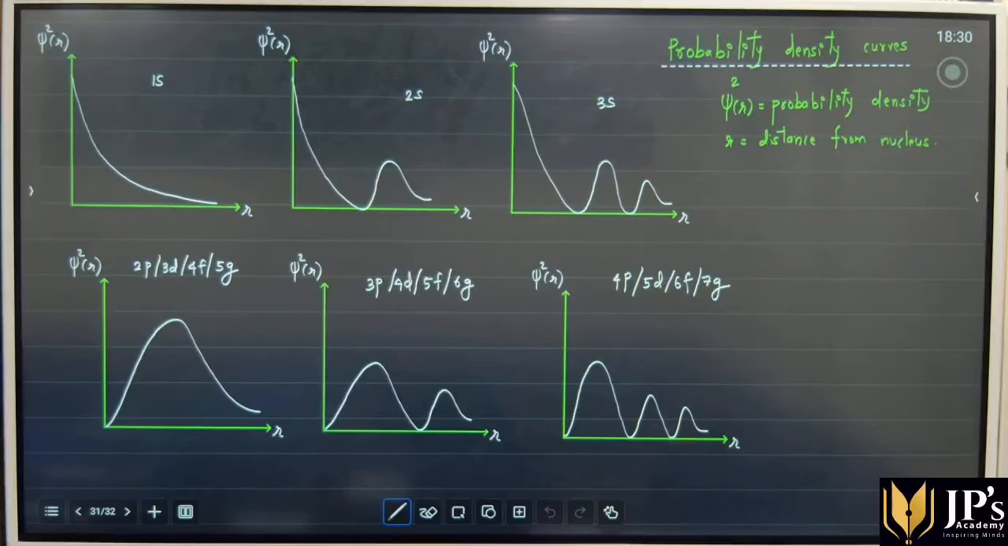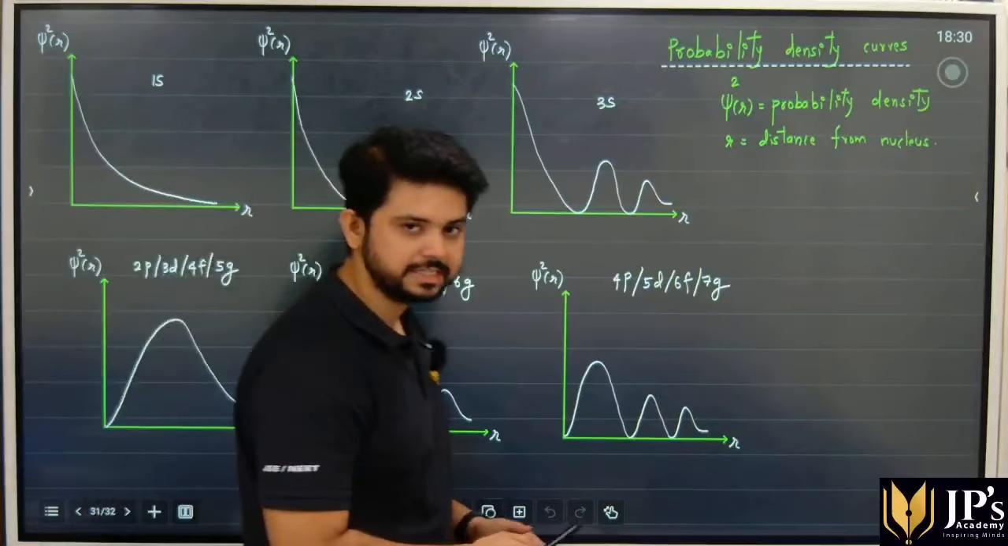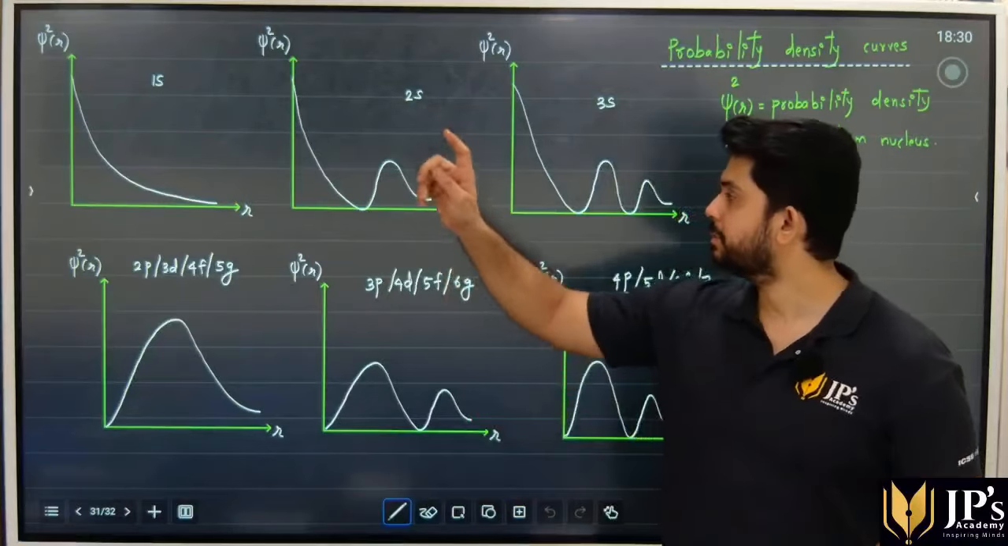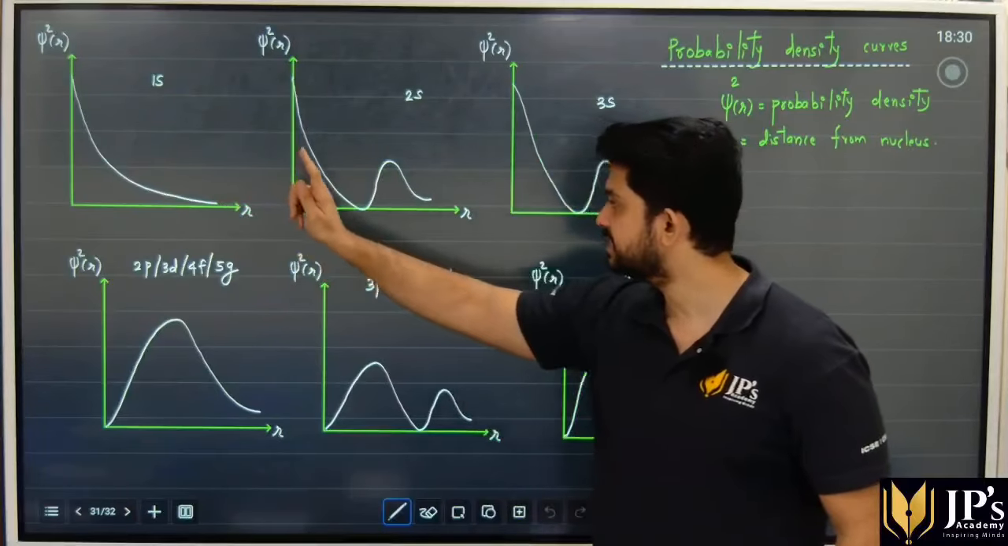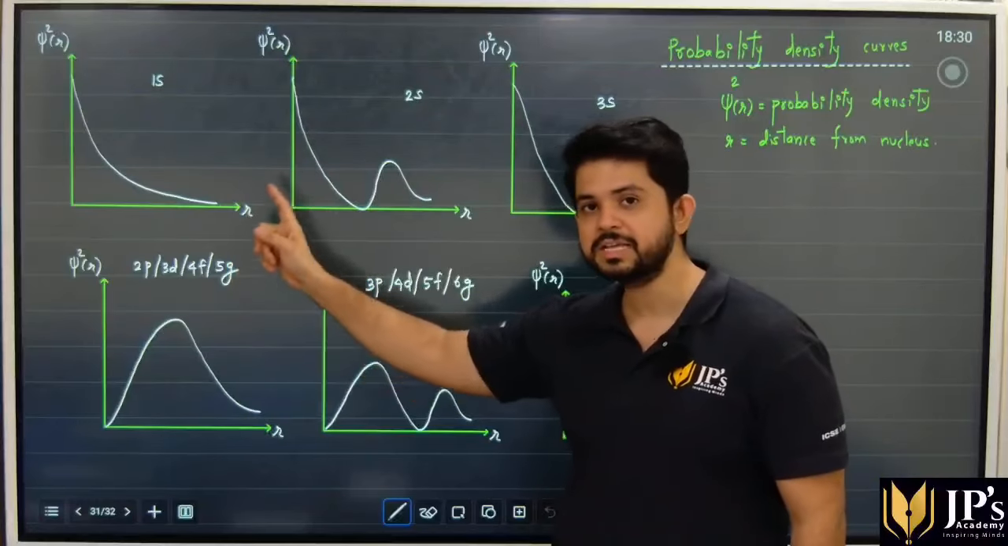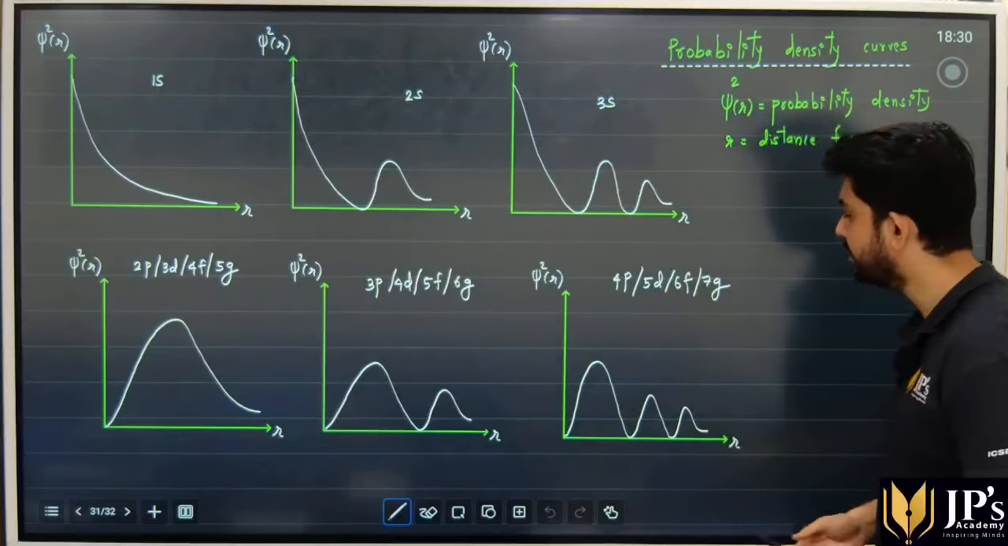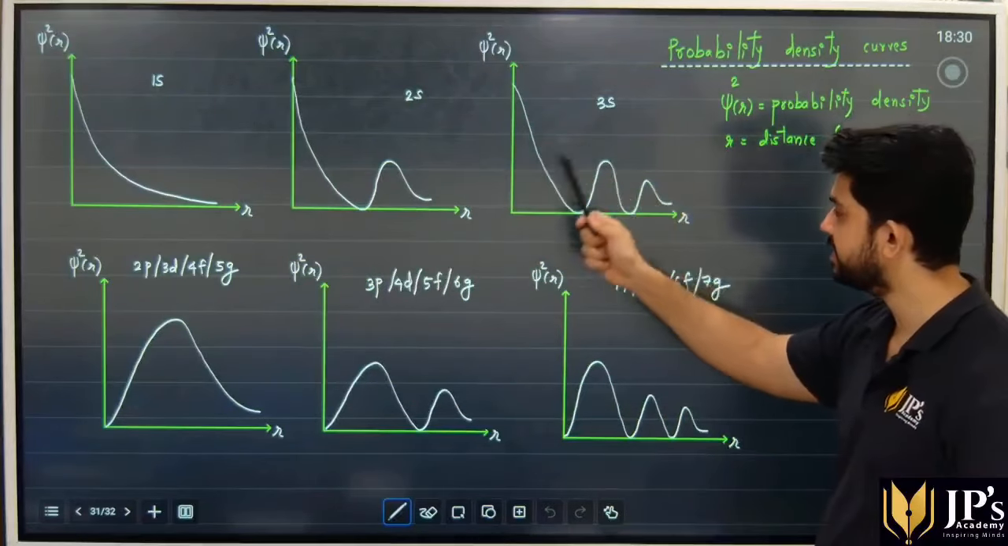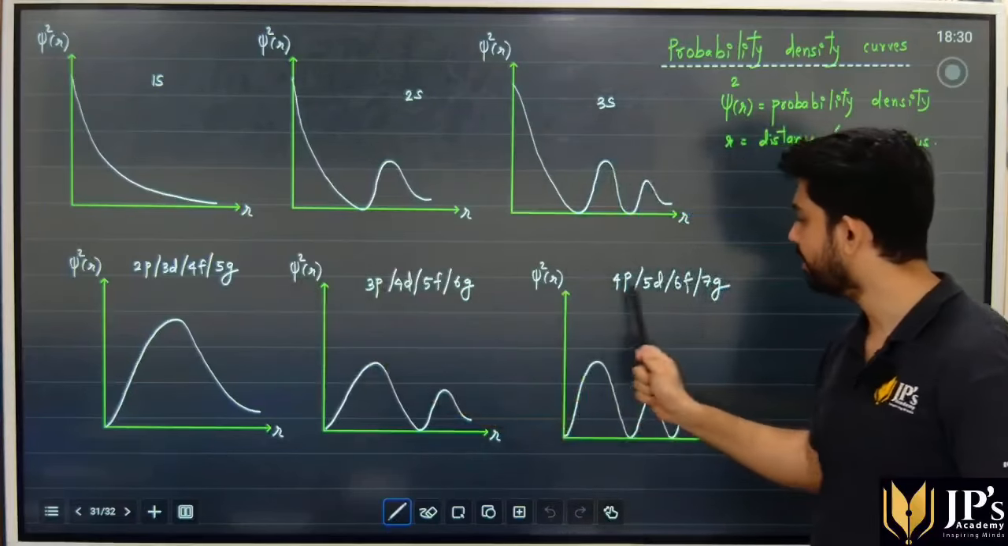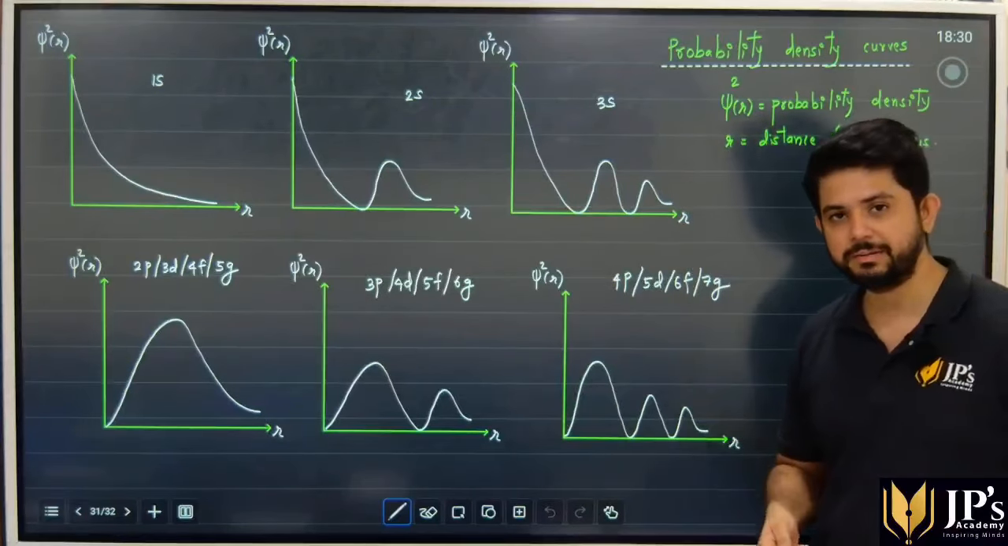Next, students, we have the probability density curves. I have given the probability density curves with the probability density function versus the distance from the nucleus. I have given it for different orbitals. I have given for 1s, 2s, 3s, and I have written all the orbitals here. These graphs are very important.